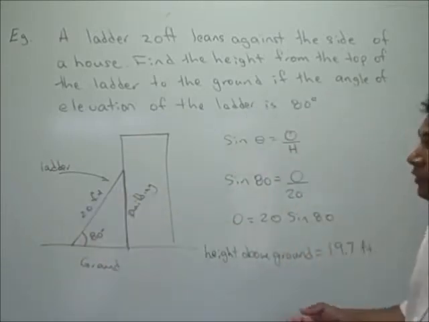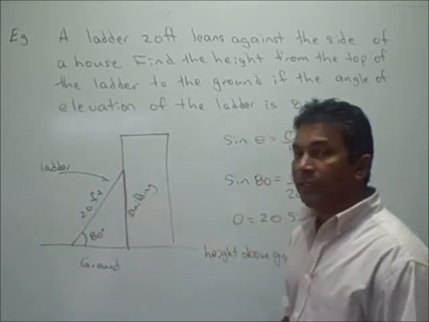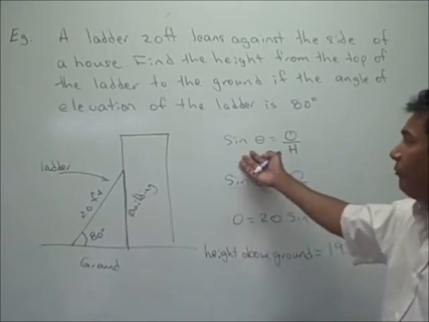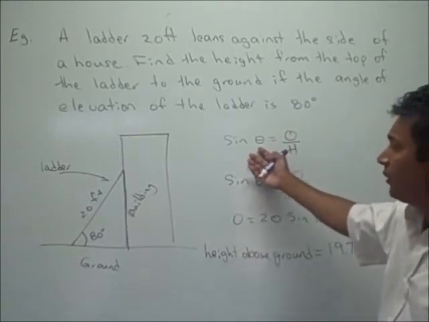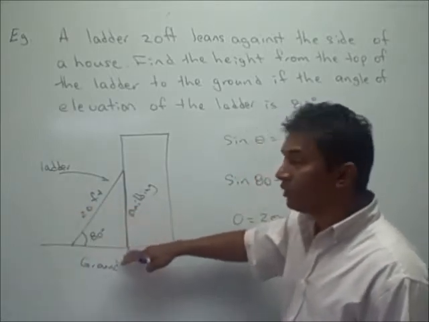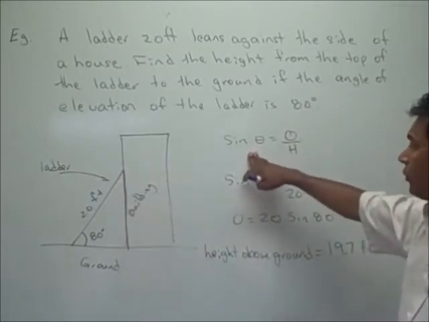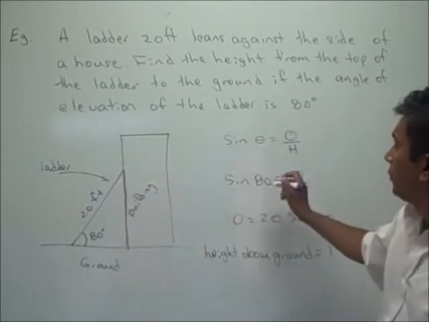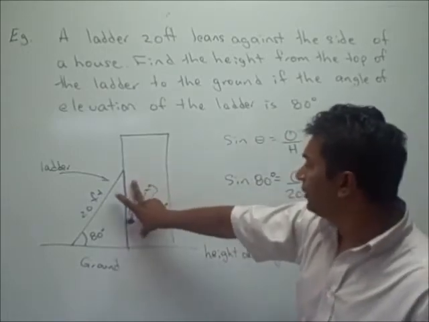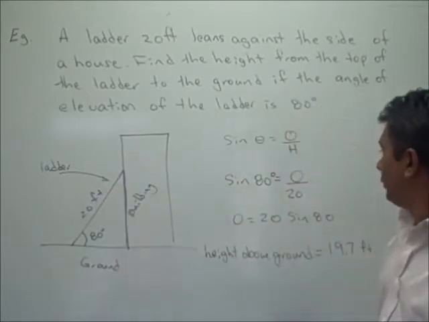They're telling us also that the angle of elevation, so we're looking up, is 80 degrees. We know from our sine function that sine of theta is equal to the opposite over the hypotenuse, and since we're trying to find the height here, we should use a sine function. So we know that the sine of 80 would be equal to the opposite, which is the height, over the hypotenuse, which would be 20 feet.